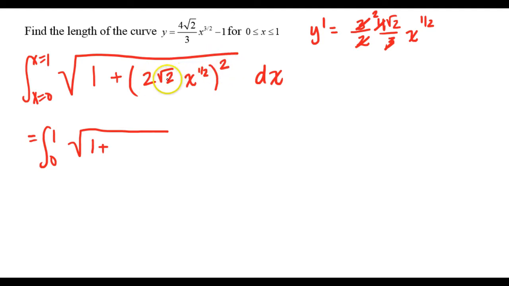Radical 2 squared is 2, and so 2 times 4 is 8. So my coefficient is 8. And then x to the 1/2 squared, the 2 and the 1/2 multiply together to give me 1. So this is the integral from 0 to 1 of the square root of 1 plus 8x dx.